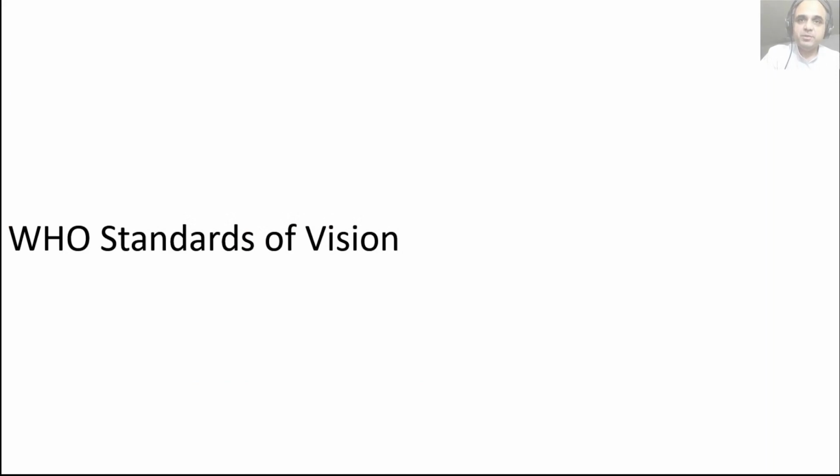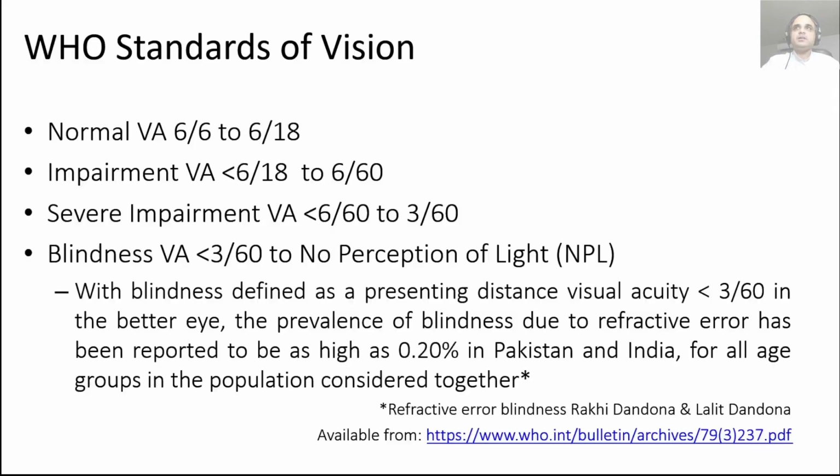This is the last thing, I promise you, this is the last thing. And these are WHO standards of vision. It's not who, mind it, it's WHO, World Health Organization. And these are basically used in legal context as well as context of qualifying the vision that the patient is presenting with. So normal vision is between 6/6 to 6/18. Impairment is between 6/18 to 6/60. Severe impairment is between 6/60 to 3/60. Blindness is less than 3/60 to no perception of light. Blindness is prevalent in Pakistan and India to an extent of 0.2%. These statistics are basically taken from South Asia, so they are applicable to both Pakistan and India.